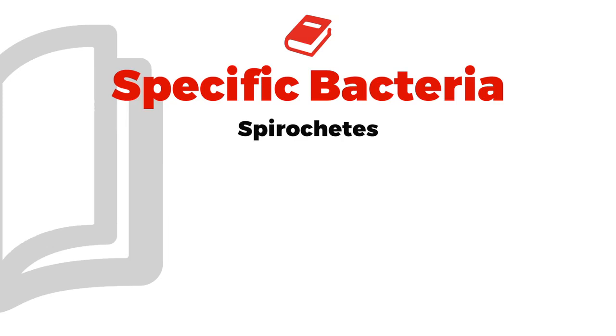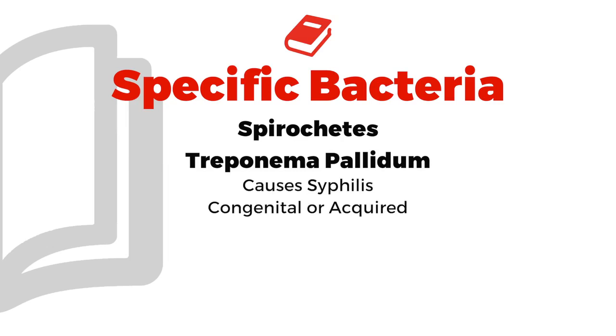The first one is one you've seen many times, Treponema pallidum. You obviously know this is the cause of syphilis. You know syphilis can be congenital or acquired. If it's congenital, it's passed on from the mom.